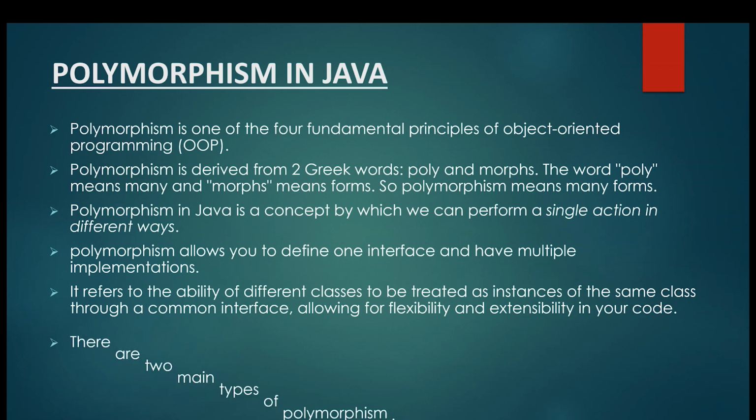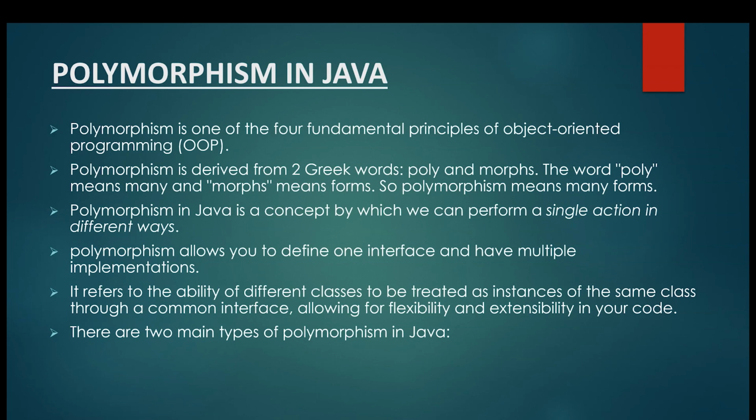There are basically two types of polymorphism in Java, which we already discussed: static polymorphism, that is compile time polymorphism, and dynamic polymorphism, that is runtime polymorphism in Java.